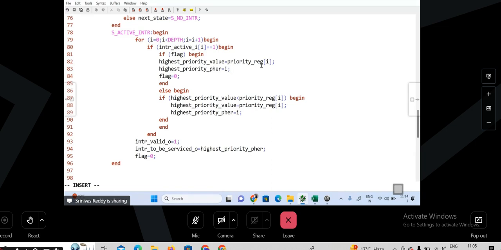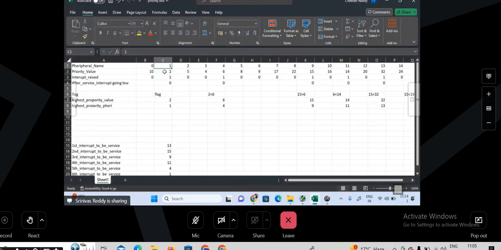You can understand. What will happen here? 15, now its value is 6. Its priority value is nothing but 6 or 15 here? 15 is less than 6. False. Then it won't go here, right? Again, it will go to the next value. What is the next value? The next value is 14.